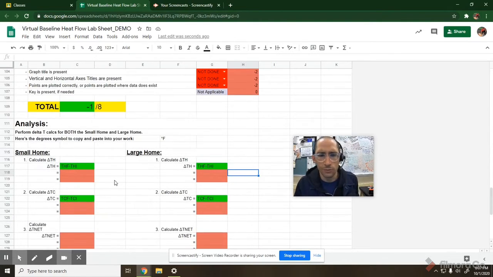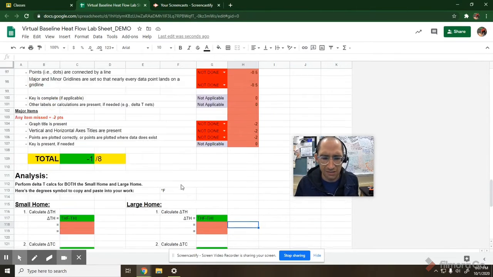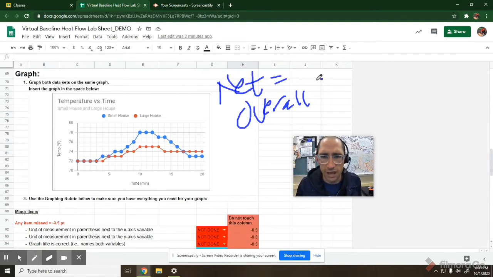And net. People miss the boat on net. They're like, wait, Mr. Phillips, what's a net? Net is another word for overall. If your house starts at 70, goes up to 100, and then drops back down to 70, overall there is no change because you started at 70 and ended at 70. It doesn't matter if you go to 1,000,000 degrees and then back down to 70. The net temperature change is 0.